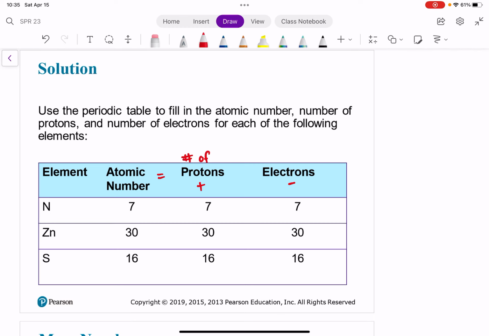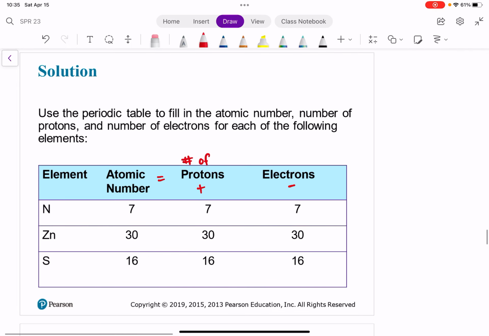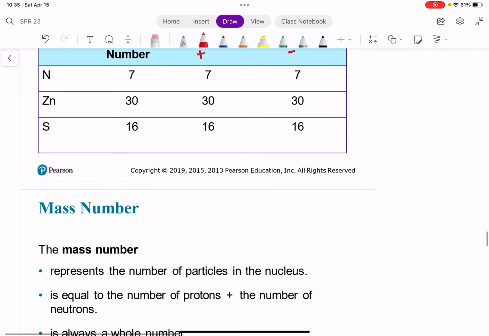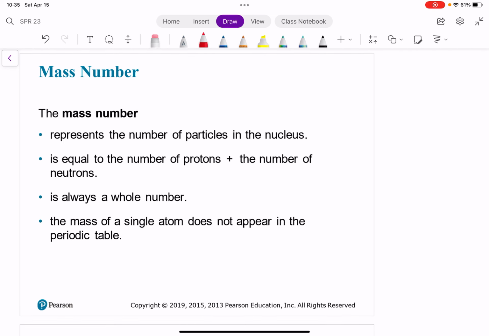Okay, zinc has an atomic number 30, so it has 30 protons and 30 electrons because we have 30 positive charges and we need 30 negative charges to counteract that. Same thing with sulfur. We got 16, 16, and 16. It won't always be this easy, but this type of chart is something you might want to practice because we'll do a lot of that in your homework and in the future.